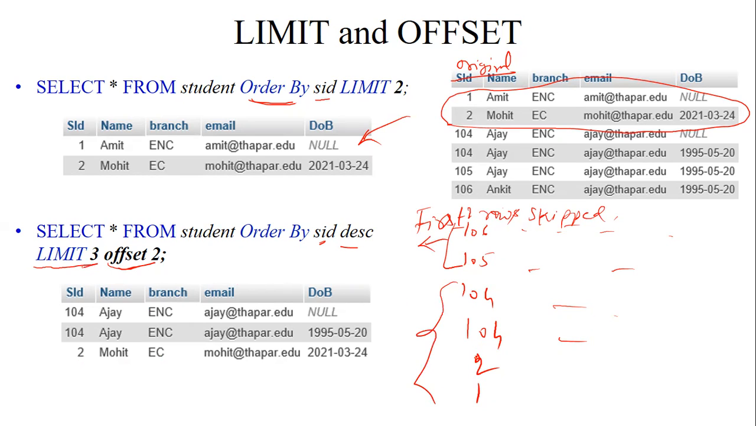Limit is 3, so of the total 4 rows remaining, we have to display only 3. So it will go from here till here, and these 3 rows will be displayed. Here you can see the result. So this is the use of limit and offset. You can use it easily. Is it okay?